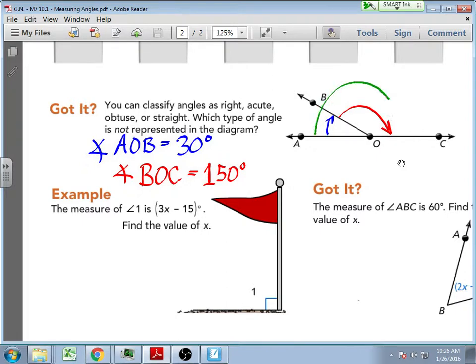So when I add AOB and BOC, they add up to 180. That makes them supplementary. But then when I look at the angle, I would label it AOC, to start at A, go to O, end at C, and that would be 180 degrees, because it's a straight angle. You can see that. If you want to make a little note here, you could say that these are a supplementary pair.